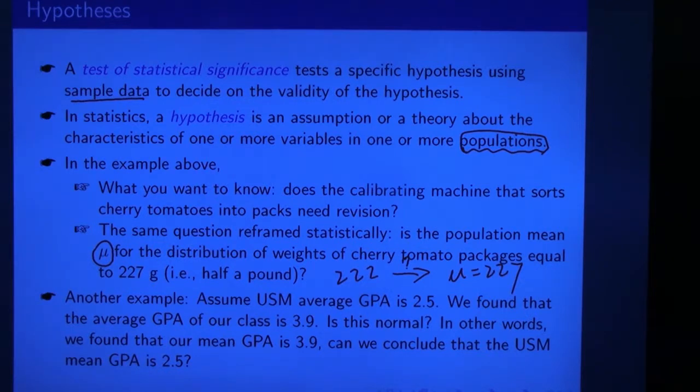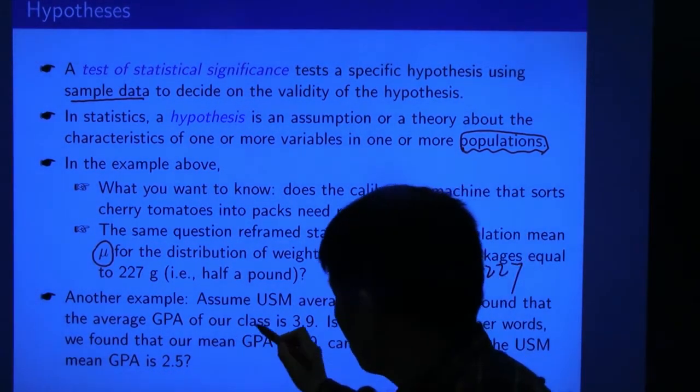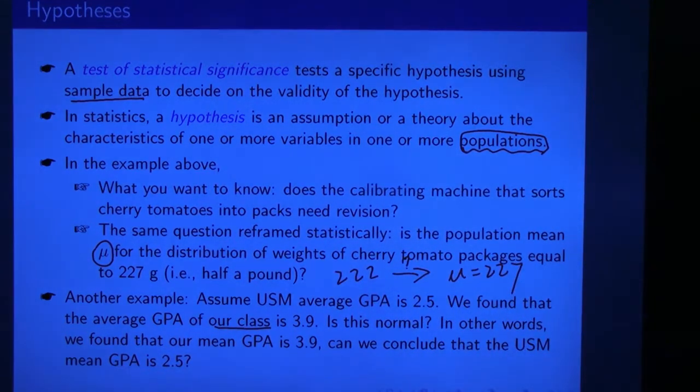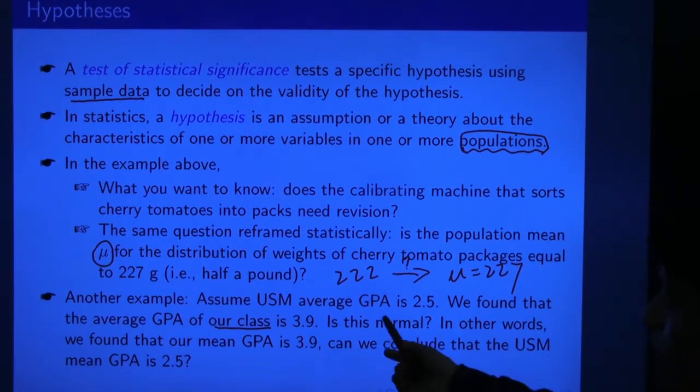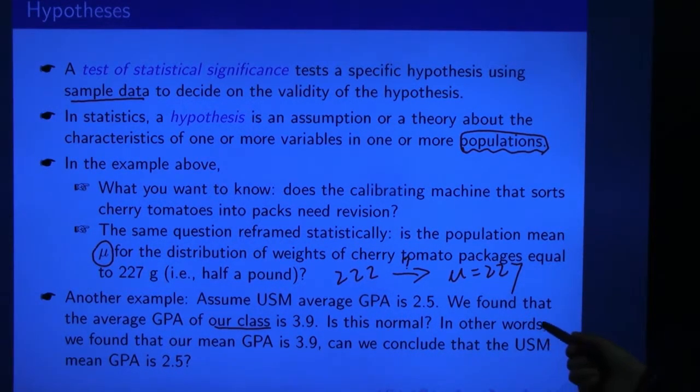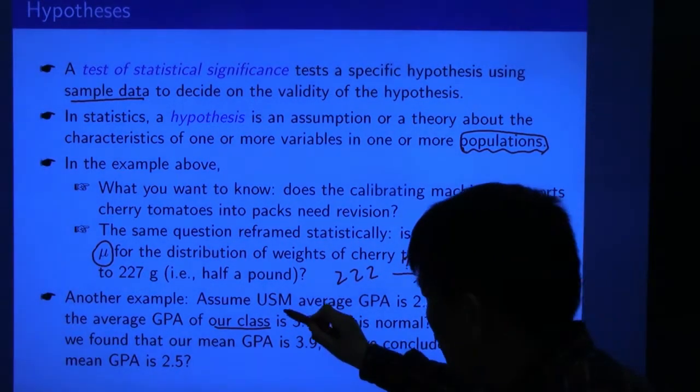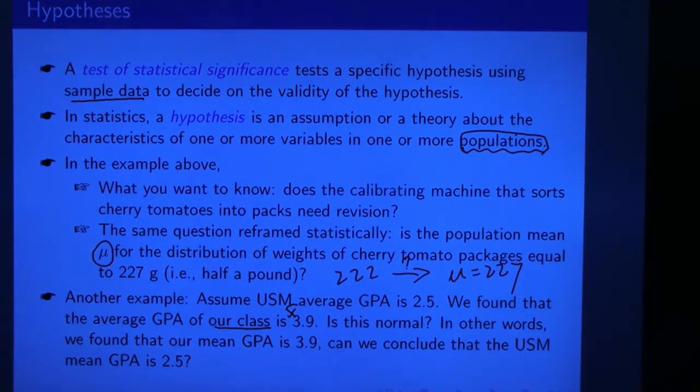Now, we found that the average GPA of our class is 3.9. Here, we assume our class is a random sample. Maybe not, but we assume this is a random sample. The question is, is this normal? Because we know that the average GPA of USM students equals 2.5, but we have a random sample as our class. The GPA, which is X bar here, equals 3.9.